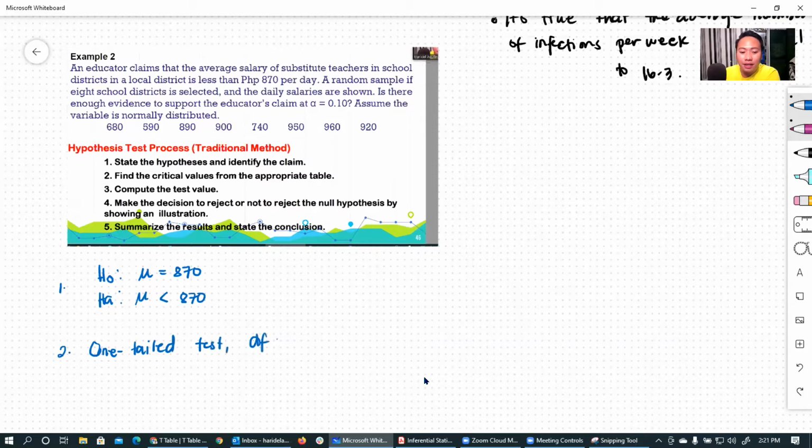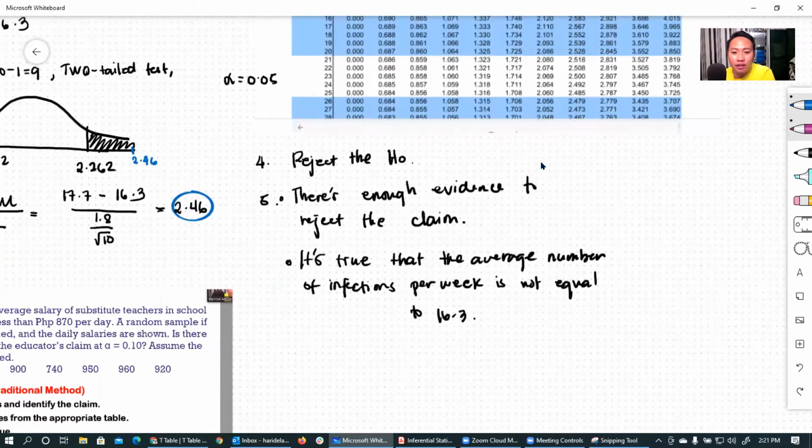Degrees of freedom is n minus 1. Our n here is 8. Minus 1, we have 9. And our alpha is 0.10. So using the same table, I'm just going to scroll this down.